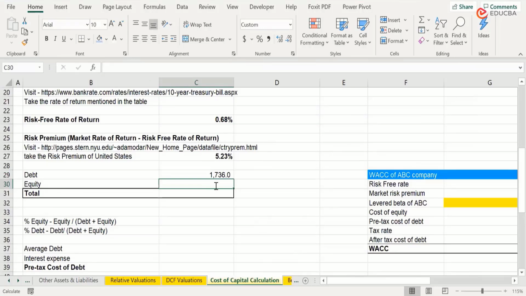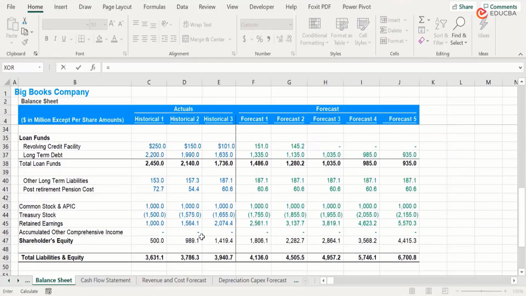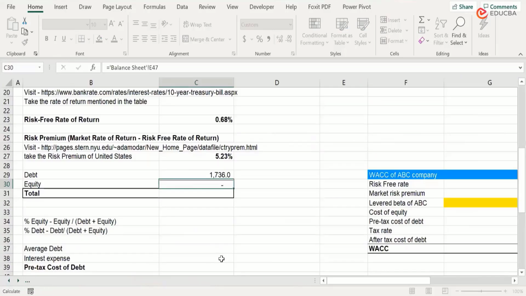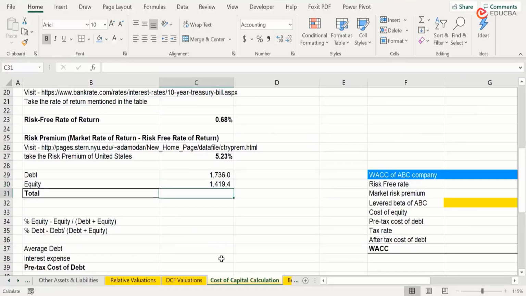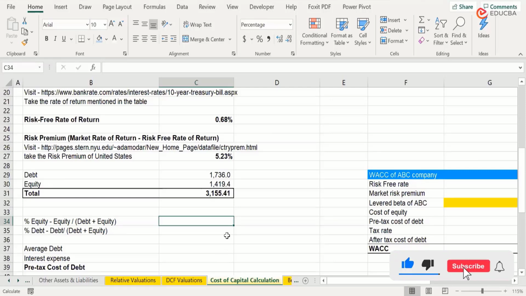Equity, come back to our balance sheet here, shareholders equity. This is the equity section for shareholders: 1419.4, again factual data. What is the total capital, equity plus debt? It is 3155.41.